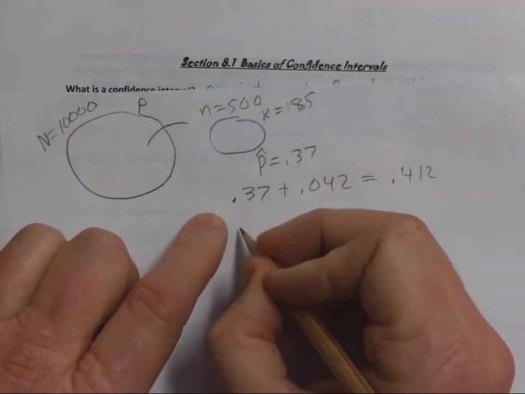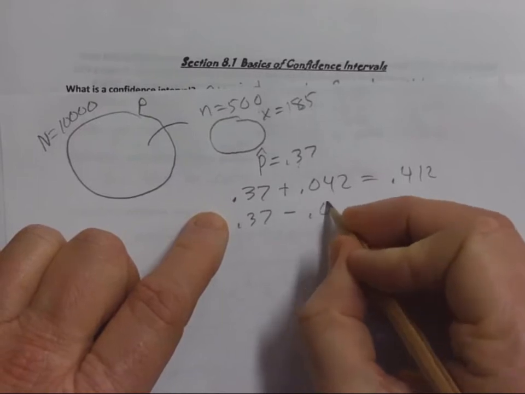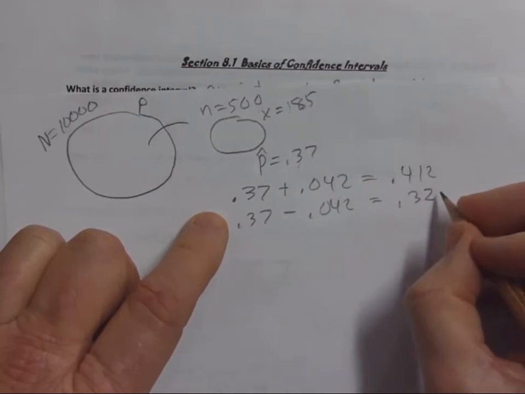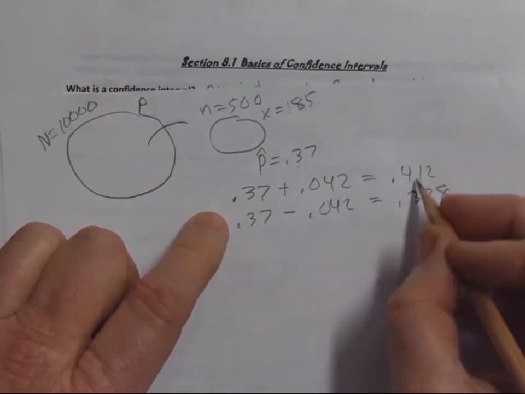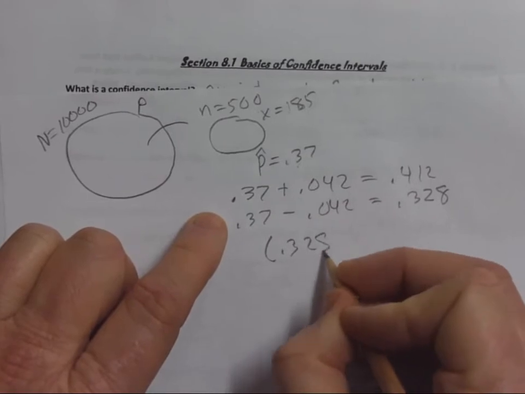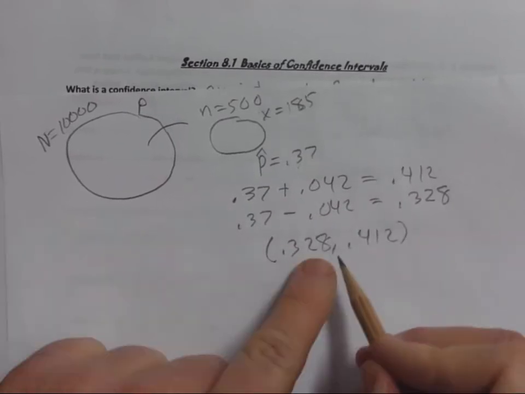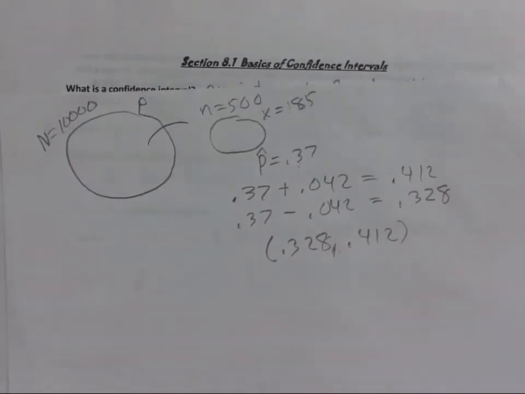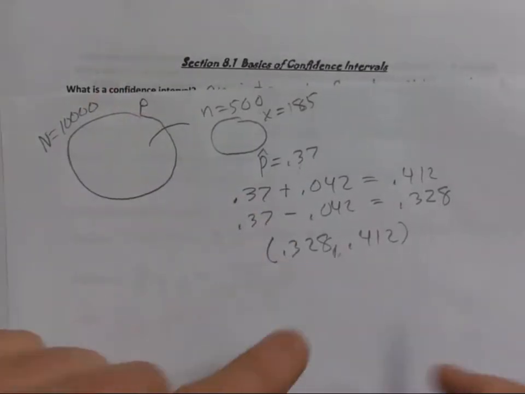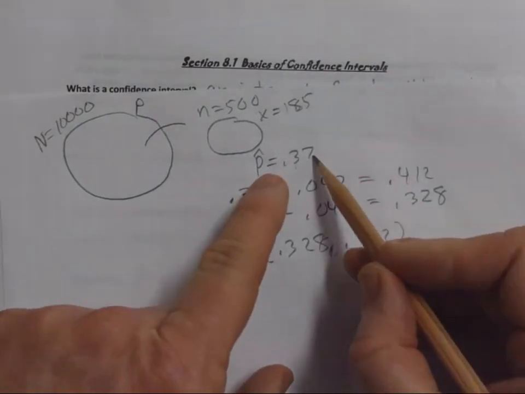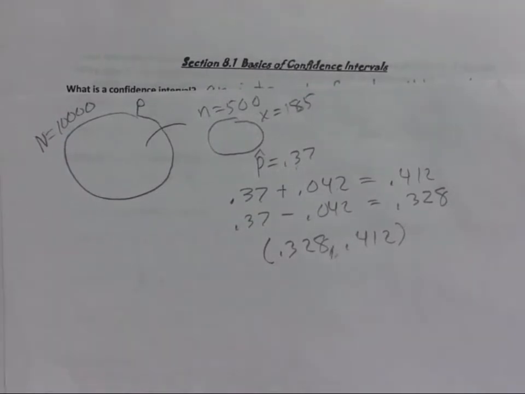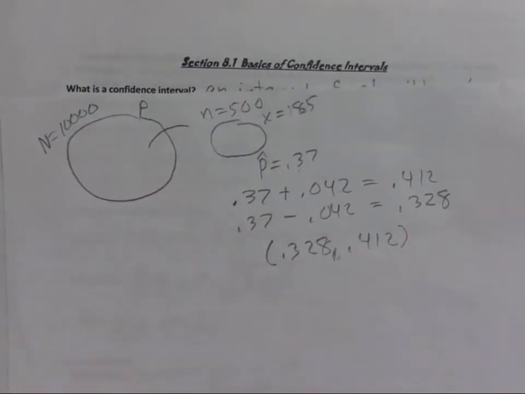Then we're going to subtract the margin of error from our estimate: 0.37 minus our margin of error. If we do that, that ends up being 0.328, I believe. So now we have an interval of values, 0.328 to 0.412, where our estimate, our p hat, is right in the middle. And what we're going to say is we are reasonably confident, and we'll talk about that statement in a minute, that P is in that interval. That's what we're going to do this chapter. We're going to find our estimate, go a little bit up from the estimate, a little bit down from the estimate, and then say we're reasonably confident that P is in there. These are the plausible values for P.